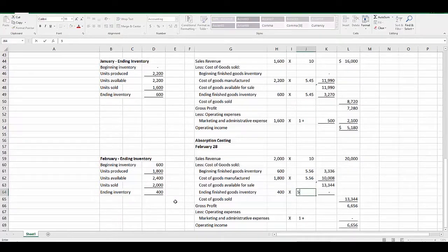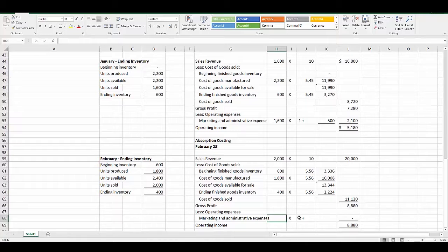And they're valued at $556. And of course that is subtracted from your goods available for sale. This now becomes your cost of goods sold. So for the 2,000 units that you sold, it cost the company $11,120 to make those items. So this will leave you with a gross profit of $8,880. So now the next thing we want to do is subtract our marketing and admin expenses.